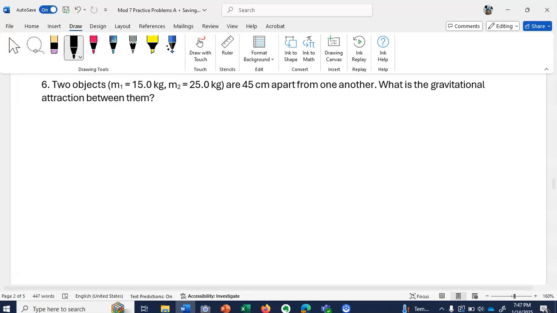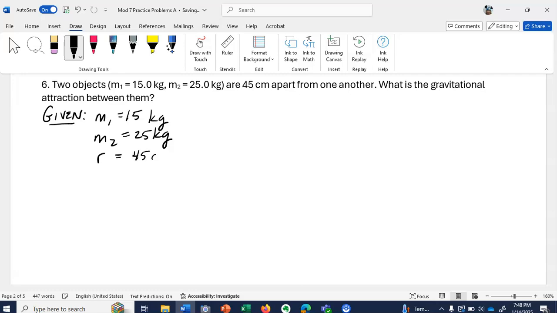Okay, let's see. Number 6, we have 2 objects. M1 is 15 kilograms. M2 is 25 kilograms. They are 45 centimeters apart, which we have to convert to meters, so divide by 100. We're looking for the gravitational force, so we're going to be using the gravitational constant, 6.67 times 10 to the negative 11. The unknown is the force of gravity.